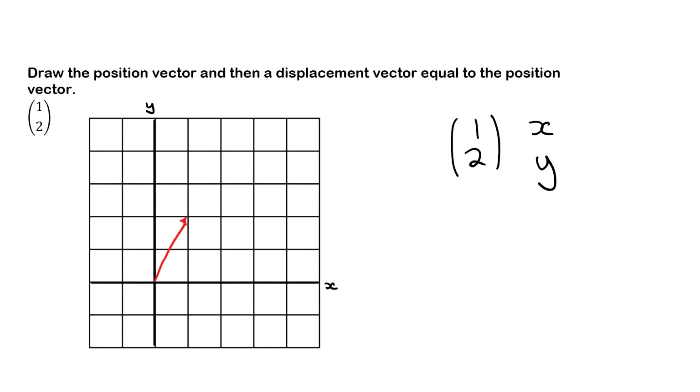If we were to draw a displacement vector, it could be anywhere on the Cartesian plane, but must be the same magnitude and direction. The blue vectors are displacement vectors for the position vector we have drawn in red.